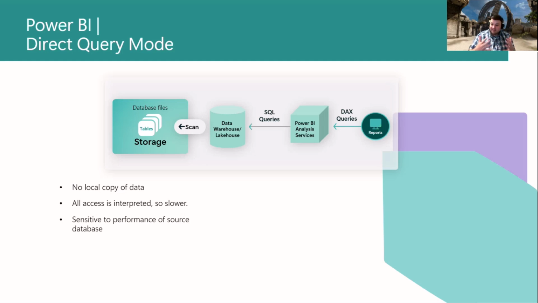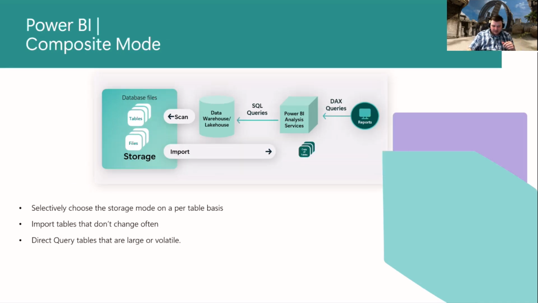But it gives you the ability to have your data as you need it. It's up to date always. So this is the kind of half mode I was talking about. This is the composite mode. So this is essentially saying, well, maybe we want to do a little bit of direct query. Maybe we want to do a little bit of import too.